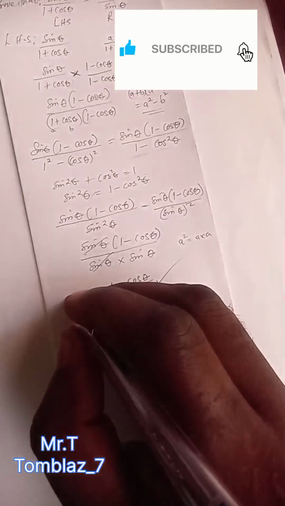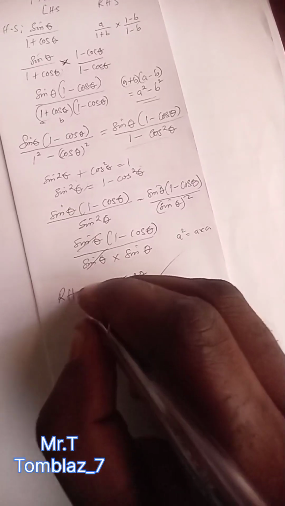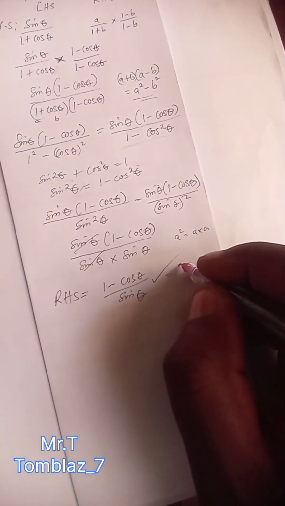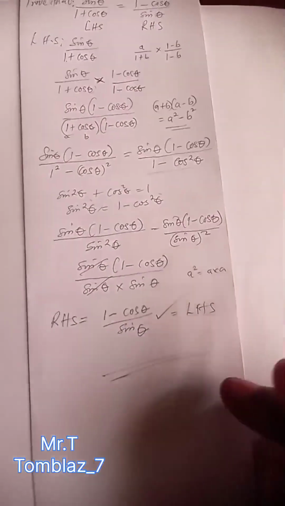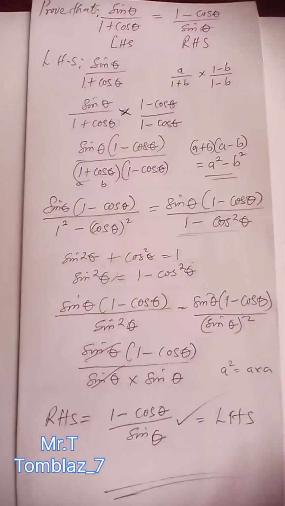So we are proving it. So the right hand side is equals to the what? Left hand side. That's the final answer. So this brings us to the end of proving this identity.